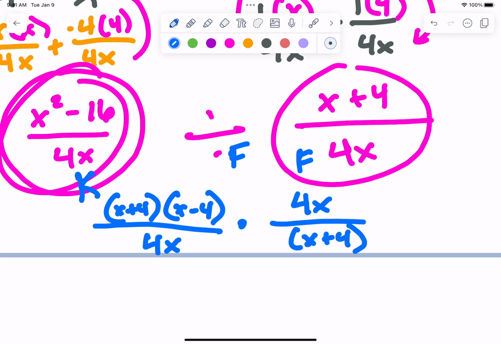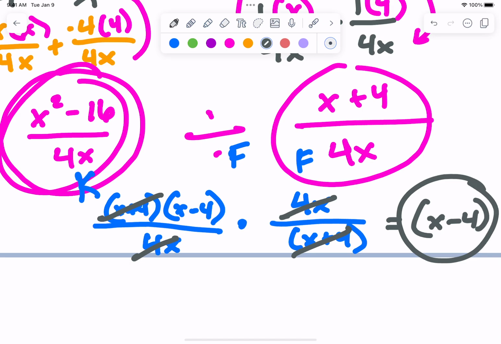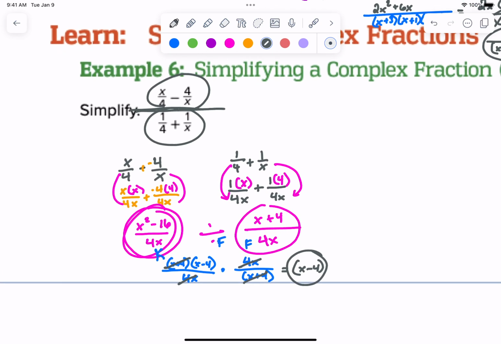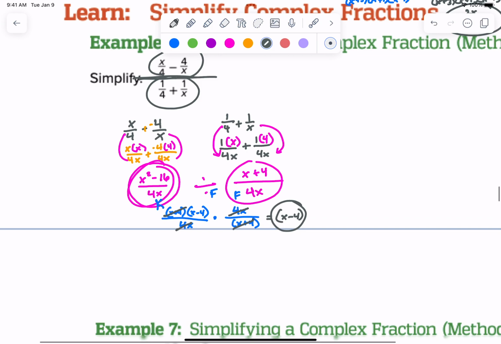Some of you guys have the answer already. That's awesome. 4x cancels. X plus 4 cancels. And final answer is x minus 4. Look how beautiful that is in comparison to what it was originally. It's really just testing your knowledge of how you do that. You could have just guessed that, you think? Because the very top part of the fraction is x minus 4. Right. Okay, good? Happy with that?